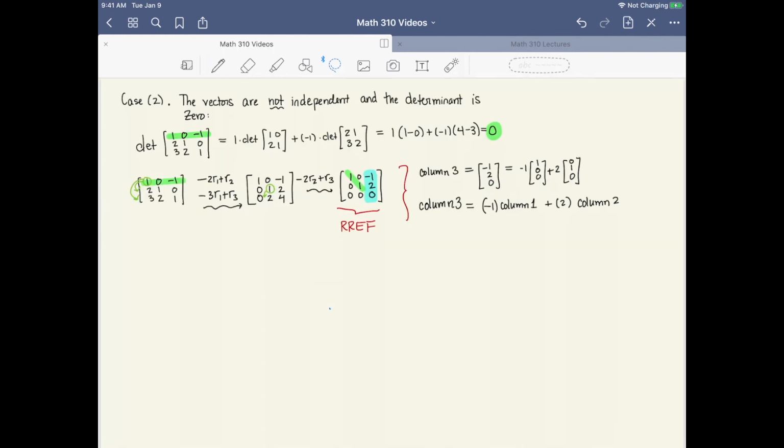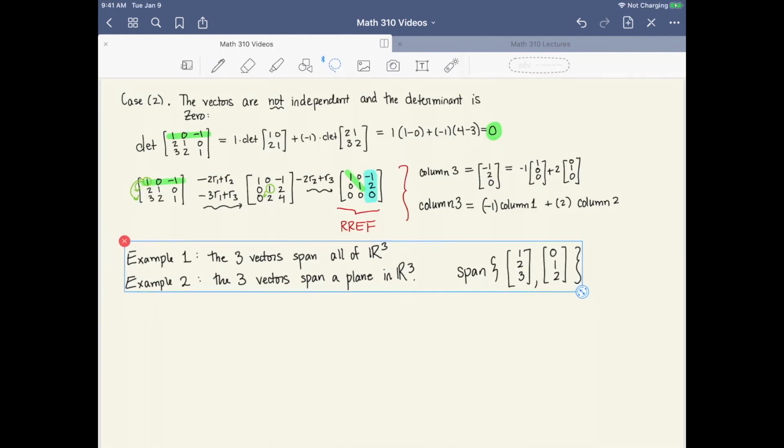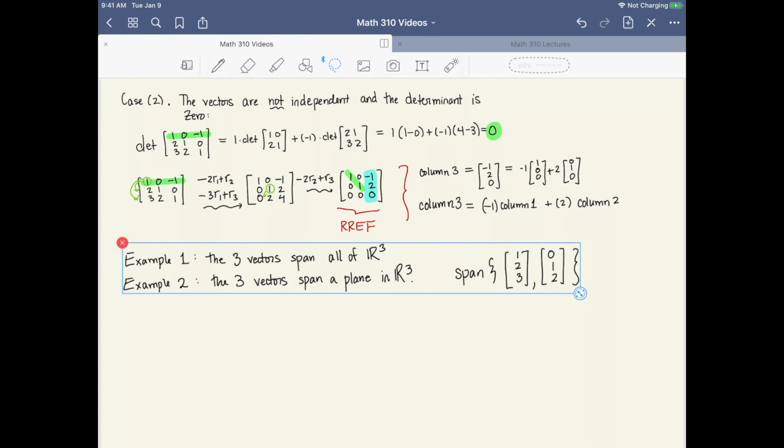So to summarize, in example number 1, the 3 vectors that we saw, which are on the previous page of these notes, spanned all of R3. But in example 2, we used row operations to reduce the matrix to a simpler form, from which it was revealed that column 3 was a linear combination of columns 1 and 2, but column 1 and column 2 were linearly independent. So that meant that those 3 vectors did not span all of R3. Instead, they spanned something 2-dimensional, a plane in R3. What plane was it? Well, it's the plane that is spanned by those original 2 column vectors, 1, 2, 3, and 0, 1, 2.